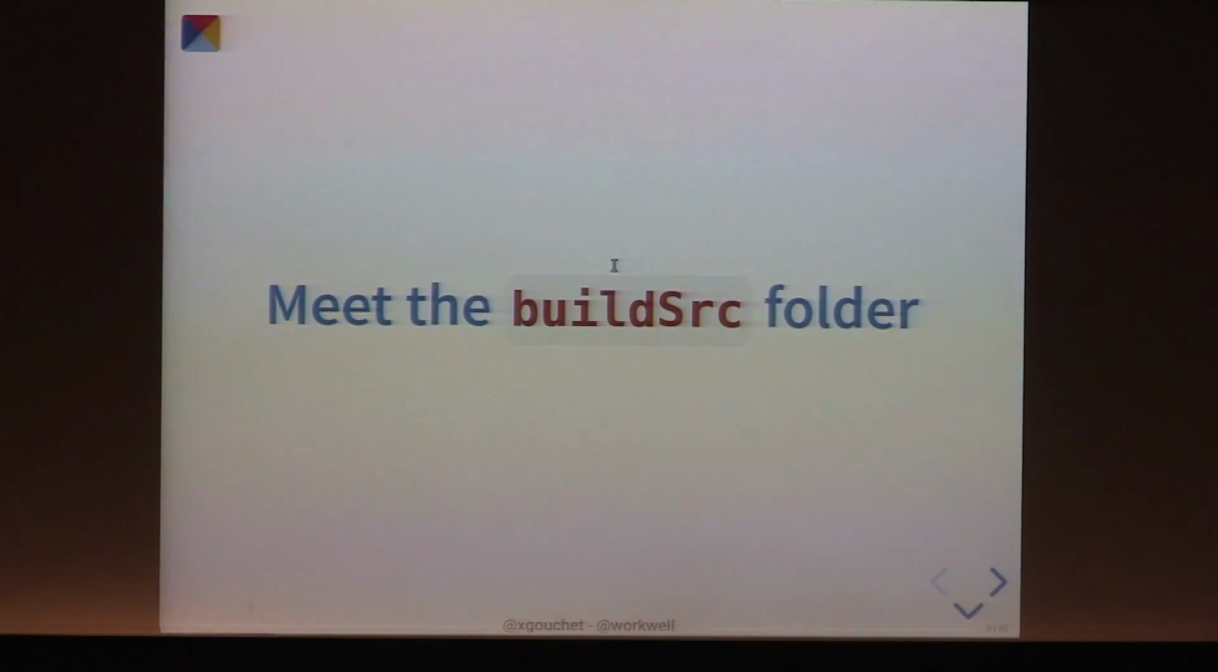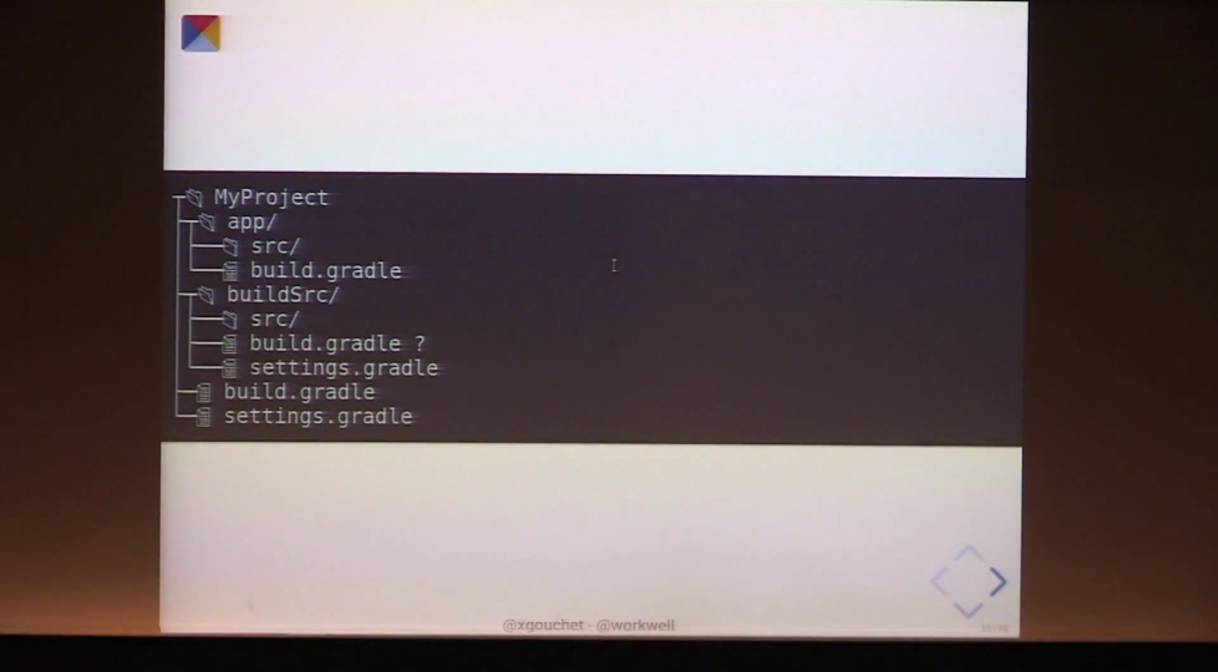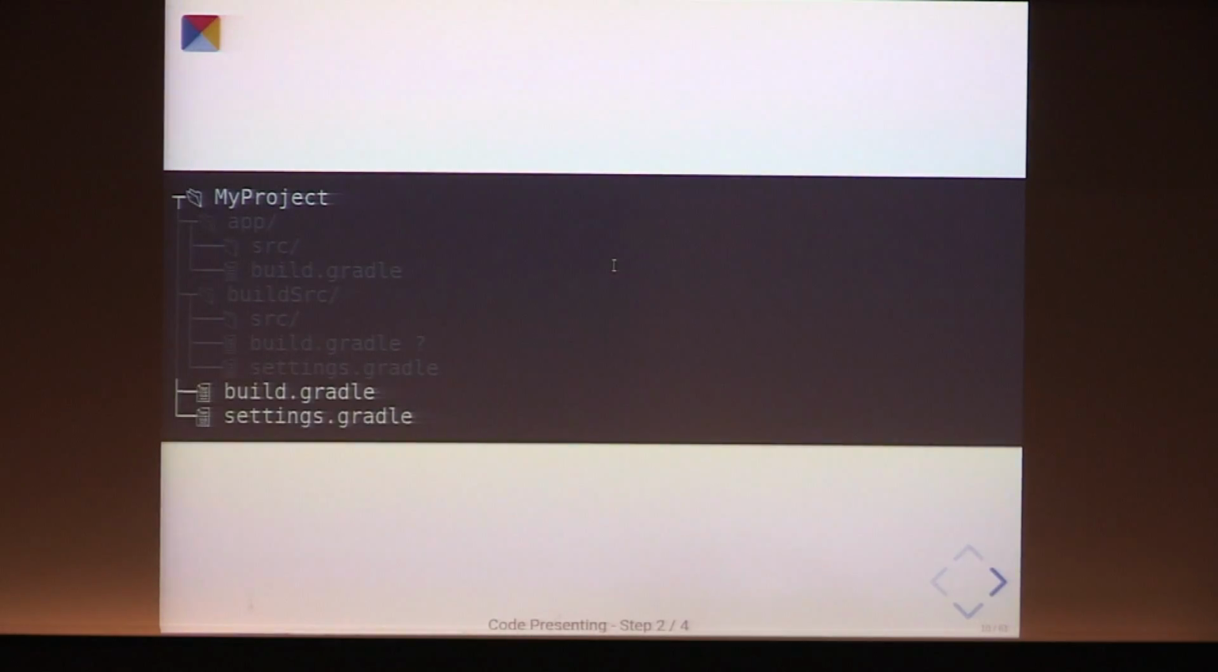One of the little known features of the Gradle system is the buildSrc folder. The goal of the buildSrc folder is to allow you to configure the way Gradle works when it reads your build scripts. So basically, when you have your project structure, you have something like that. You have your project folder, you have your basic settings.gradle and build.gradle files at the root.